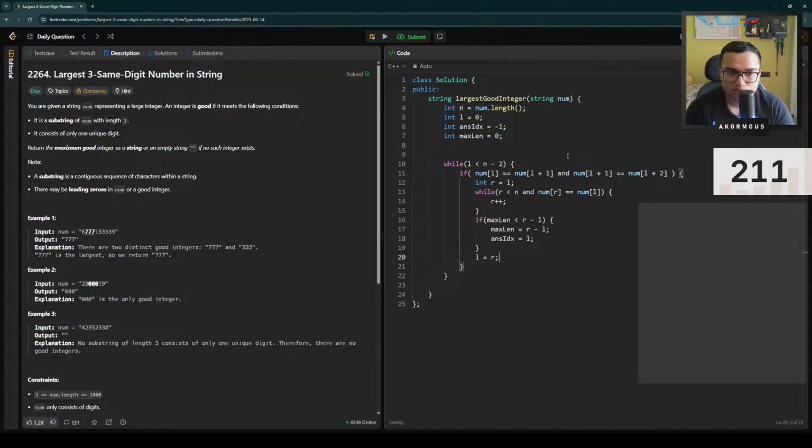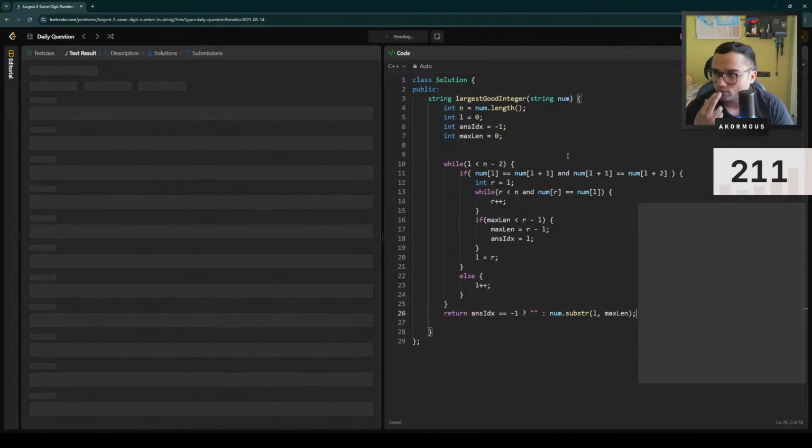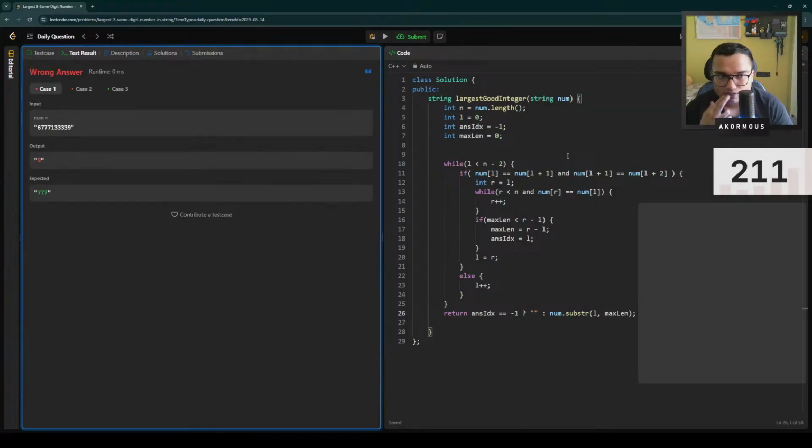Else L plus plus. Return answer index is -1 question mark, then empty string. Otherwise, num dot substr starting from L and max len. Hopefully this works, man. I kind of raw dogged it. Okay, I messed up. Oh, not L, should be answer index.